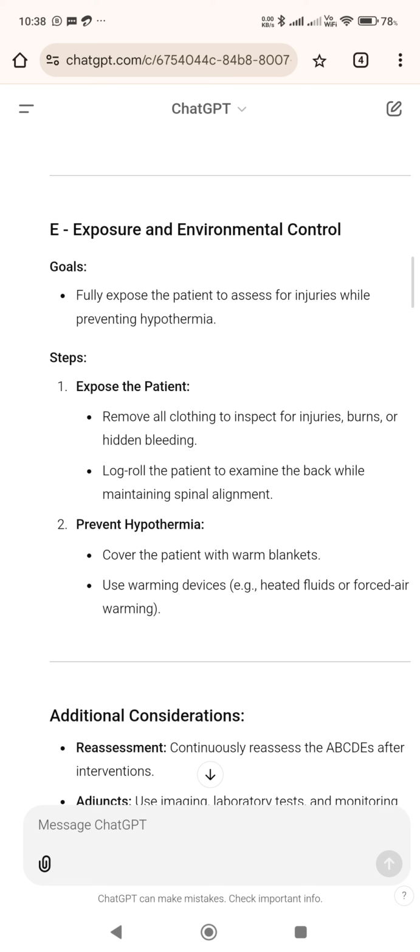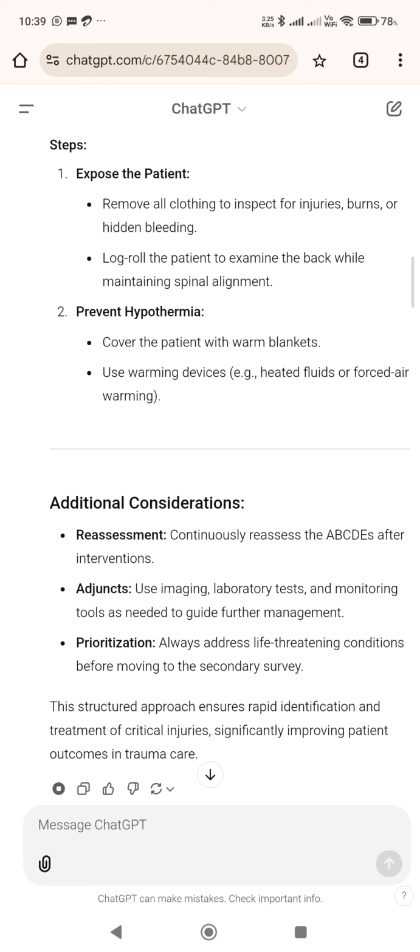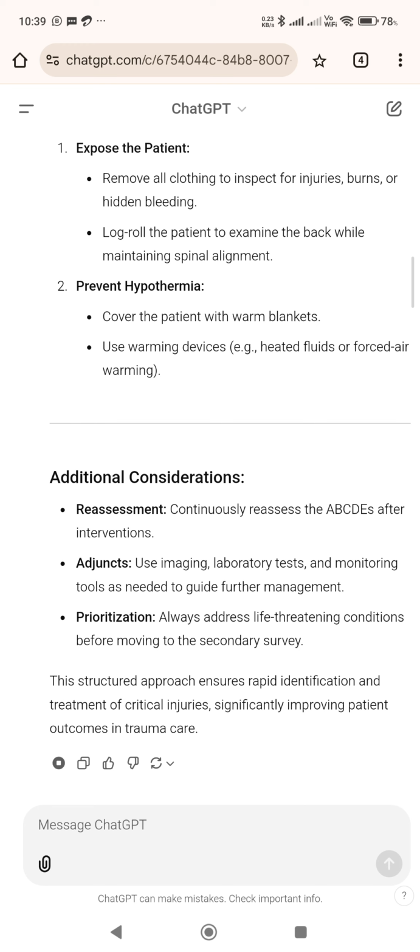2. Prevent hypothermia. Cover the patient with warm blankets. Use warming devices, e.g., heated fluids or forced air warming. Additional considerations: reassessment. Continuously reassess the ABCDEs after interventions. Adjuncts: use imaging, laboratory tests, and monitoring tools as needed to guide further management.